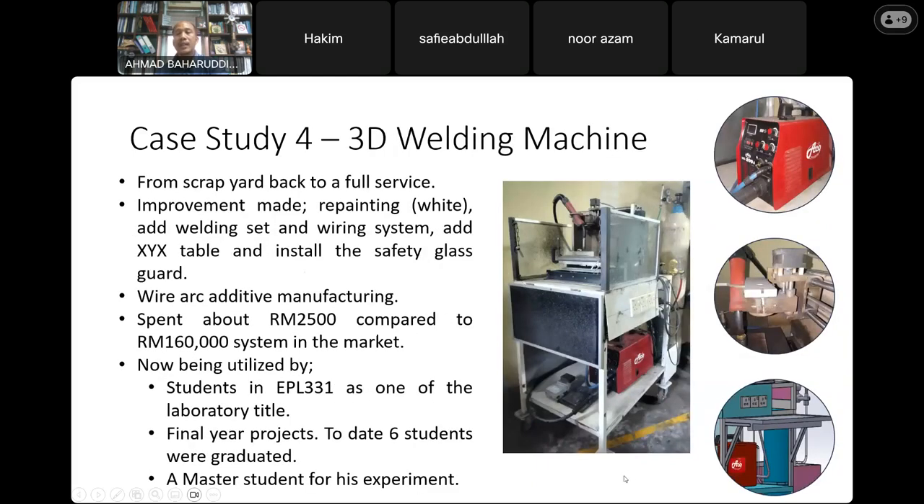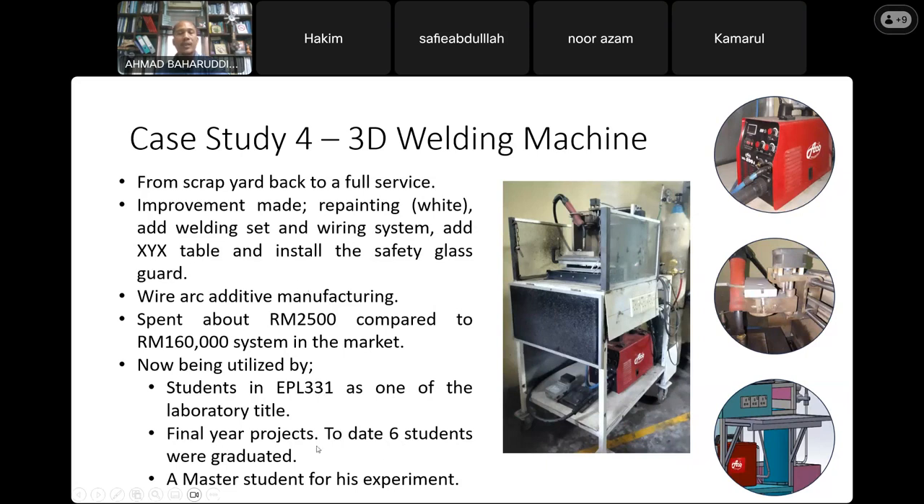And lastly, this is about the 3D welding. Again, we customized it. The structure was already in the scrapyard. We just retook it and then did modification. At the time, I think a practical student named Firdaus helped me in fabrication of the structure. And now it is already being utilized by many students, even in the lab, for example for OEL and also for experiments.